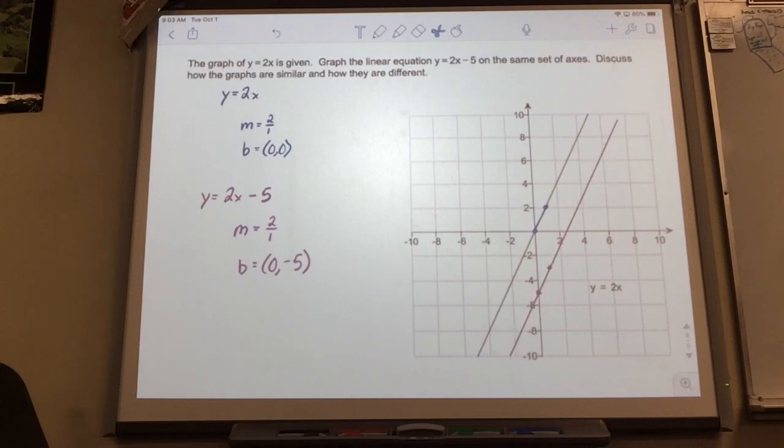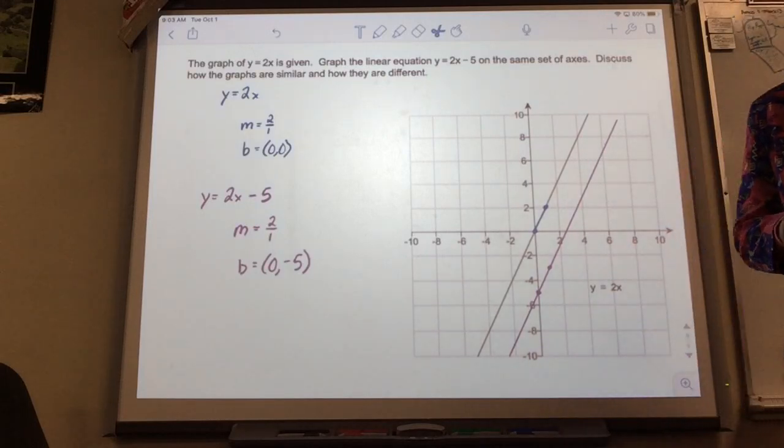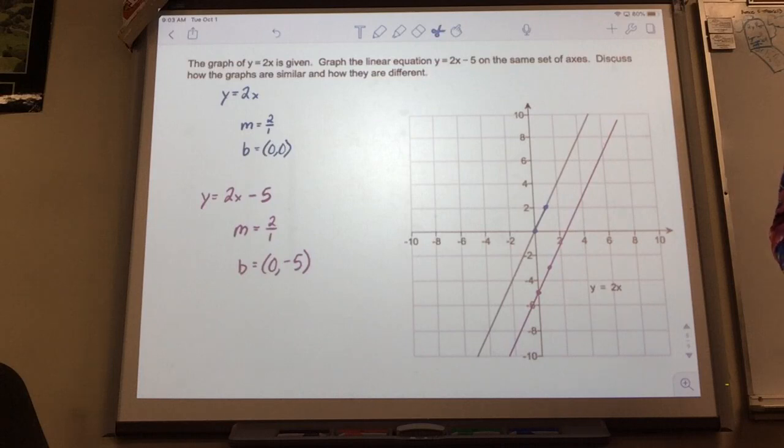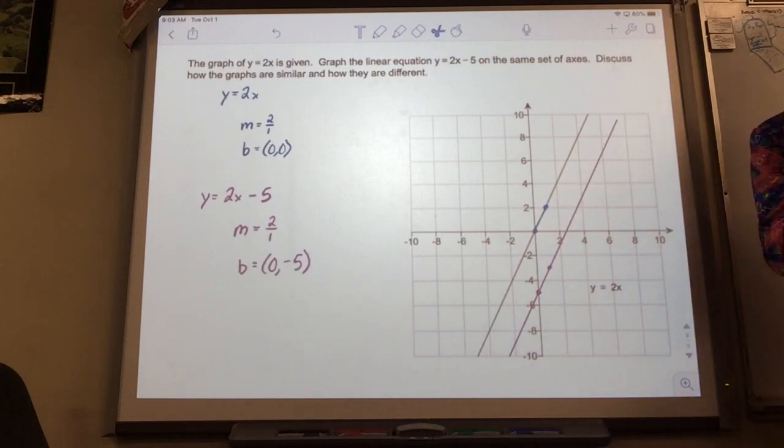So if you're comparing those lines, what word would you use to describe them? Parallel. Parallel. That is correct. Okay? Anybody know why they are parallel? Anybody know how we could tell that they are parallel before graphing them? Because they'll never hit. Yeah, so they'll never hit. That's the definition of parallel.